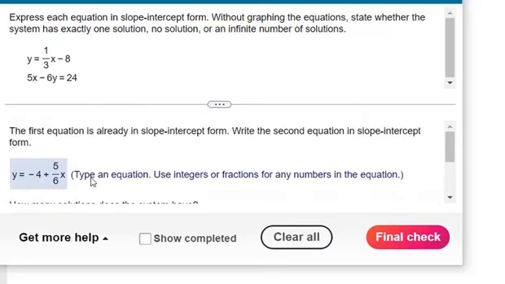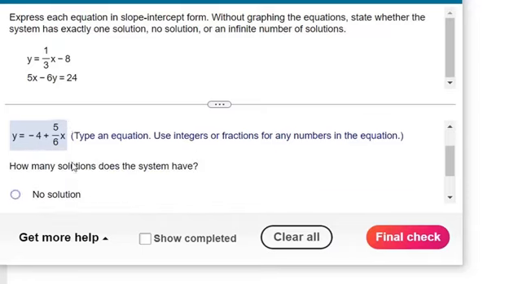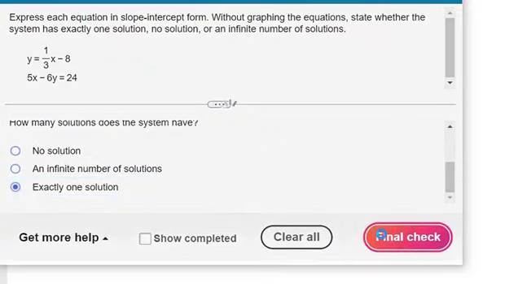There'd be an infinite amount of solutions if this equation turned out to be exactly the same thing as the first equation. If it was negative 8 plus 1/3 x, then they'd have an infinite amount of solutions because we're drawing one line on top of the other.